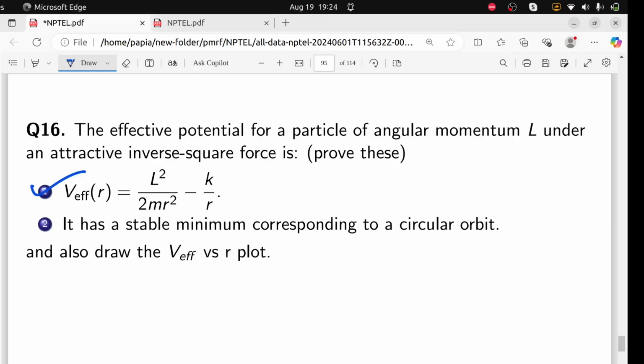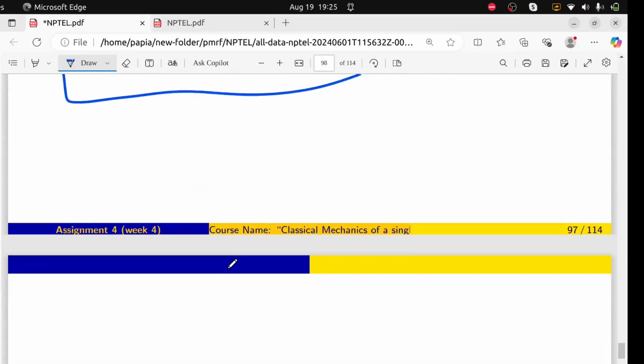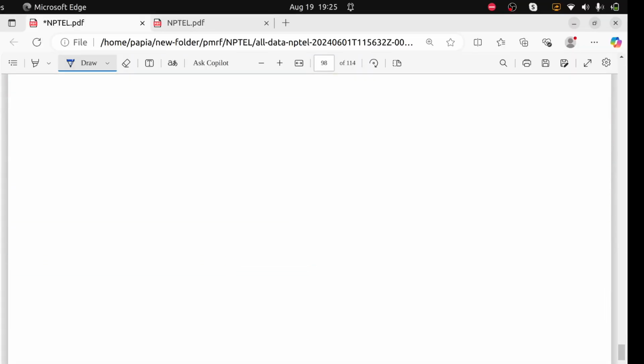Fine. It is a stable minimum corresponding to a circular orbit. Okay, let me see that one as well. Also draw the V effective versus r plot. So the V effective versus r plot, sir has already calculated. So V effective is L square by 2m r square minus k by r.